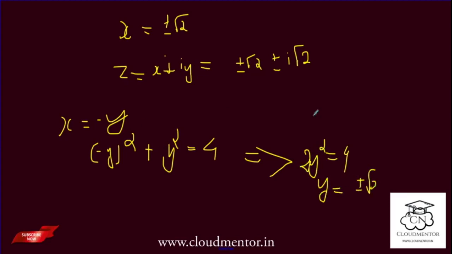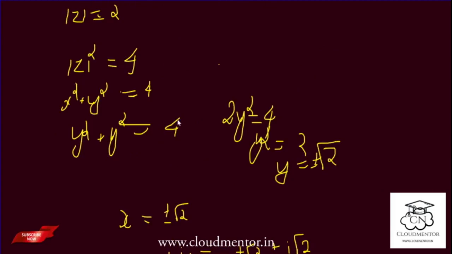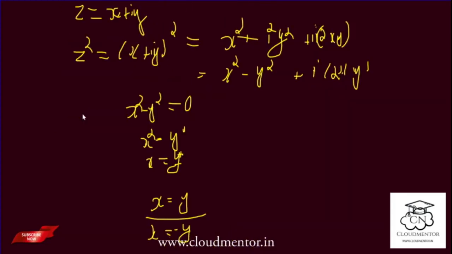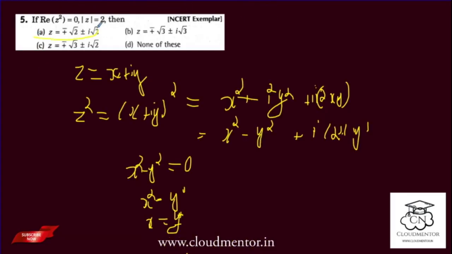And now x will be minus y, so we have taken x equal to minus y, so x equals minus or plus root 2. So that's option A. In that way also option A is the right answer. We got it. Next question.